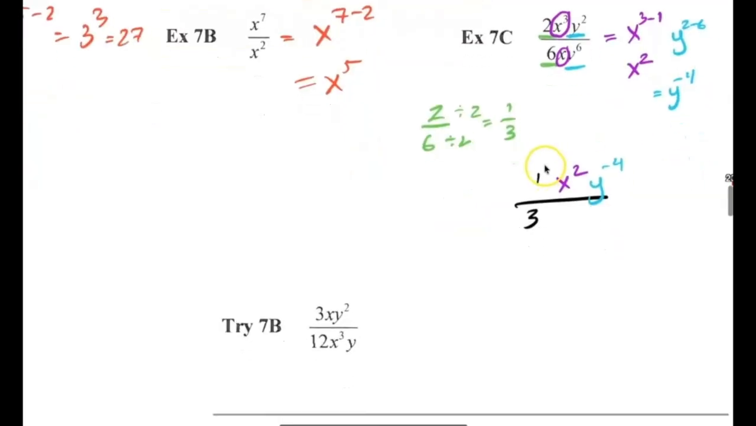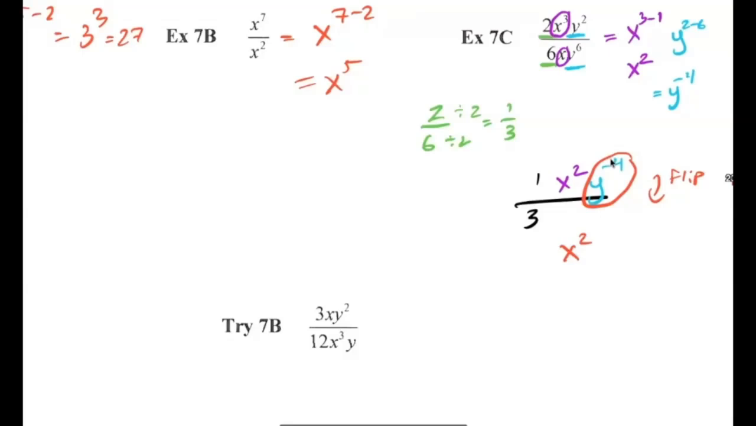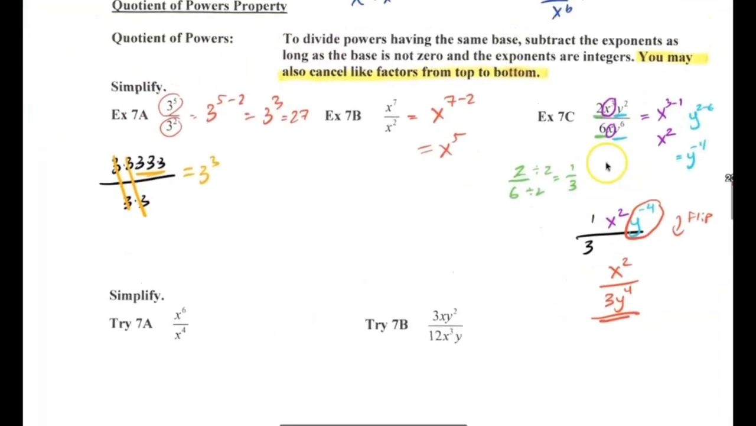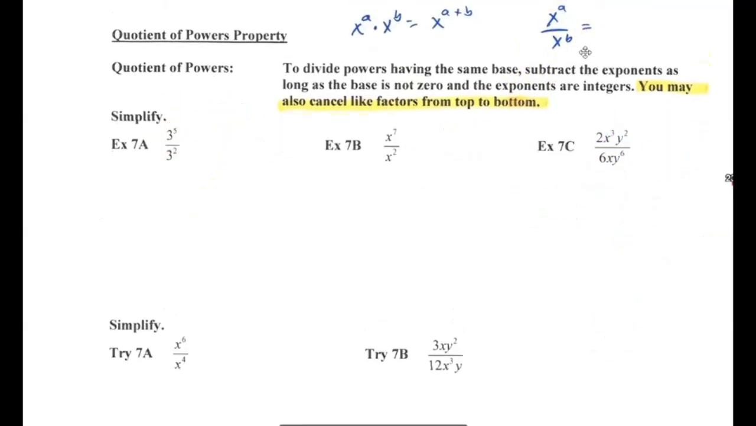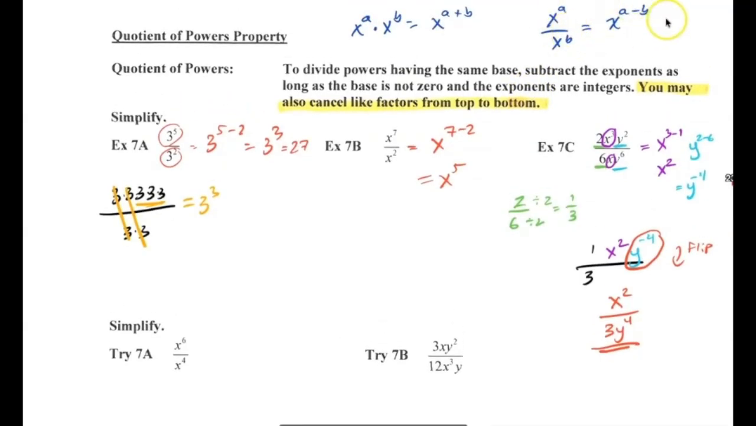Now, if you remember from the thing we just talked about, you cannot have negative exponents. We don't want those in our final answer. What we're going to do here is flip this y to the bottom. So I'm going to get x squared over 3 y to the fourth. And that's the quotient power property. If they have the same base, you just subtract them, top minus bottom. If you get a negative at the end, you do have to flip it to the bottom.